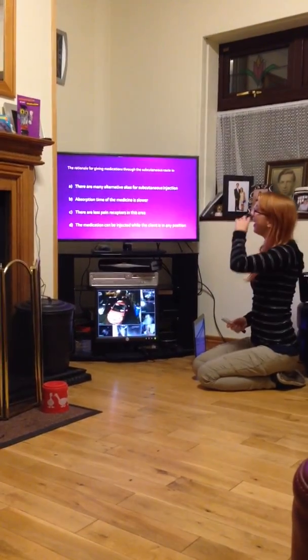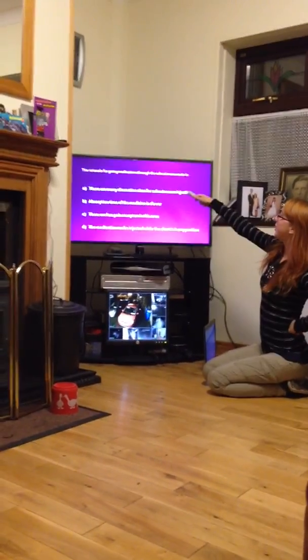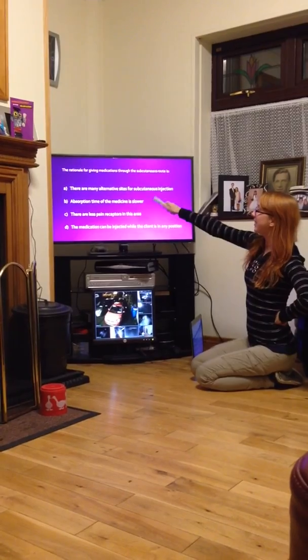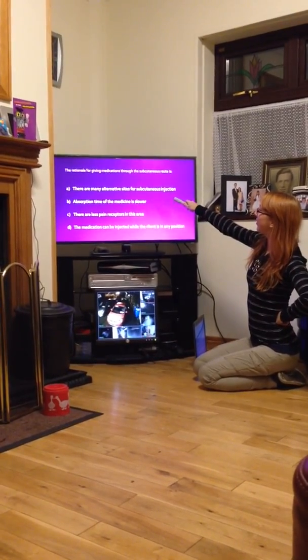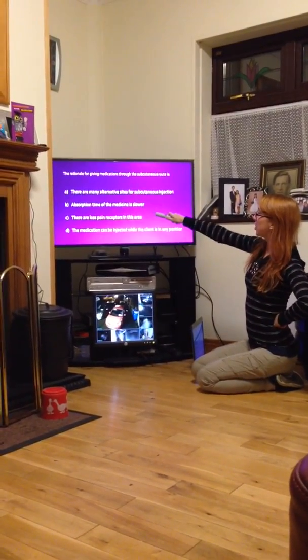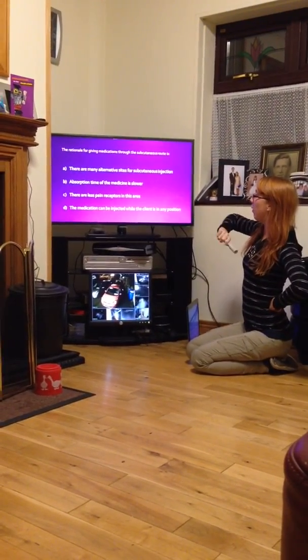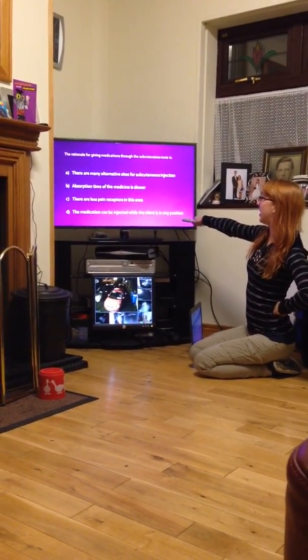Now, what is the rationale for giving medications through the subcutaneous route? Is it that there are many alternate sites for subcutaneous injection, absorption time of the medication is slower, there are fewer pain receptors in this area, or the medication can be injected while the client is in any position?